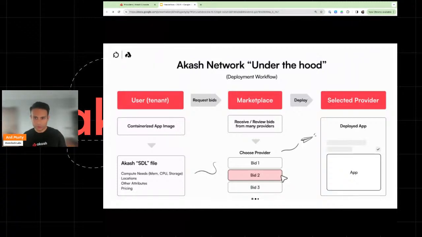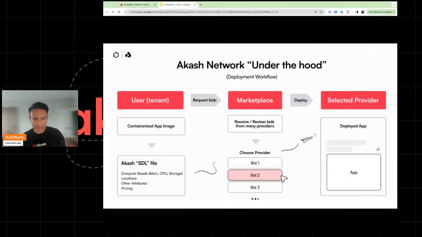So you as a user, meaning you're somebody who wants to run a given application or a given workload on the Akash Network Supercloud, what you do is you take your application, which typically has to be a containerized app image, so it has to be a Docker container, and then you write something called an SDL file. The SDL file stands for Stack Definition Language, and put simply, it is basically a place where you define what your infrastructure stack should look like in order to run that specific application.